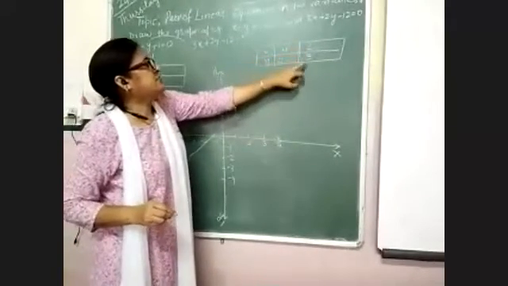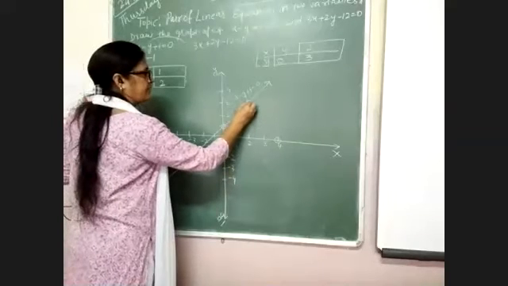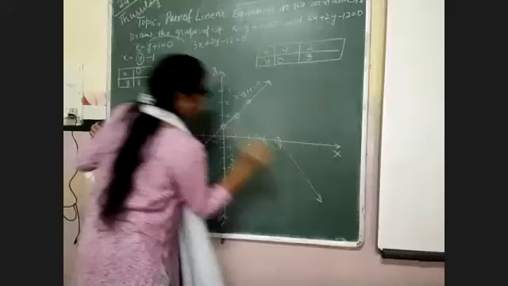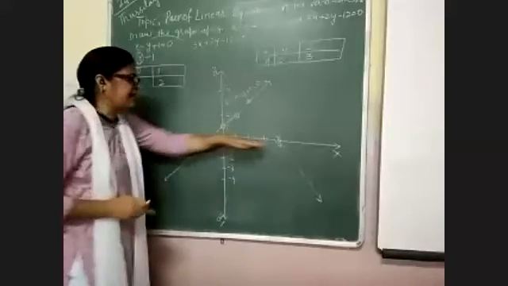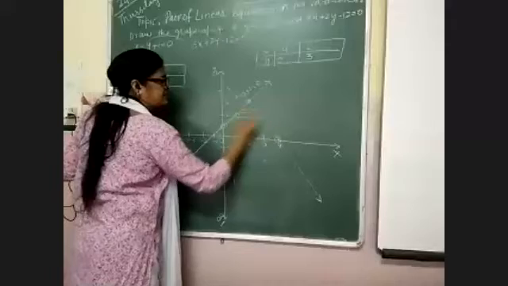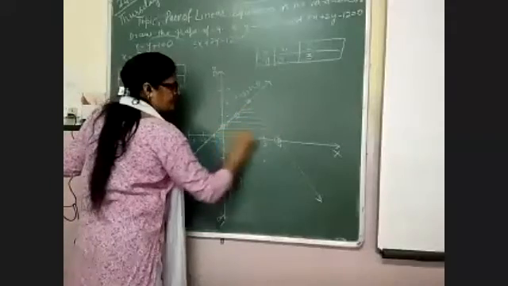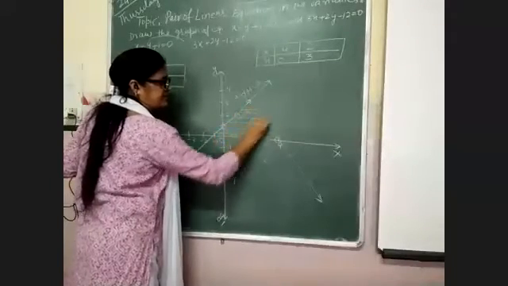When x equal to 2, y equal to 3. Okay, now shade the triangular region on the x-axis. This is your x-axis and shade the triangular region. Okay, you have to shade this triangular region.